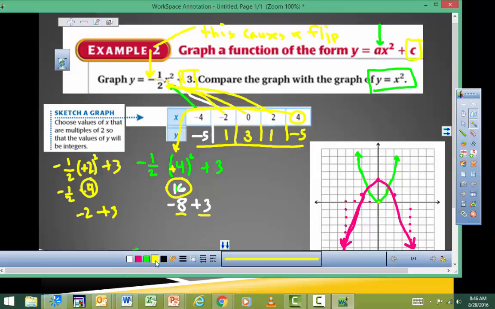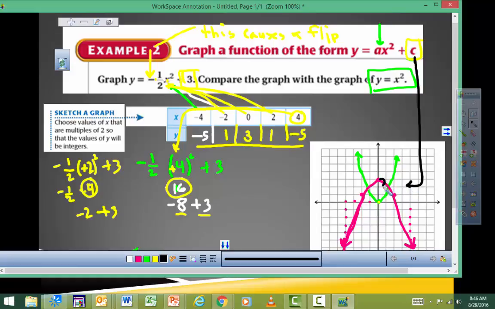So if we summarize that here, this C here caused a shift 1, 2, 3 units up. So this caused a positive shift. That caused the graph to go up 3 units from here to here. The negative then flipped the graph so that it's going down instead.